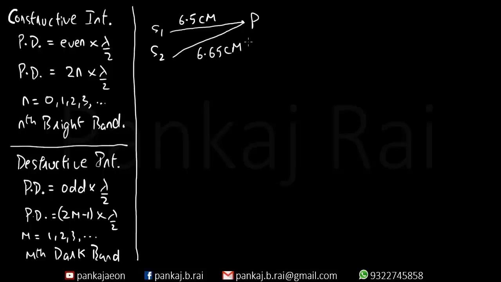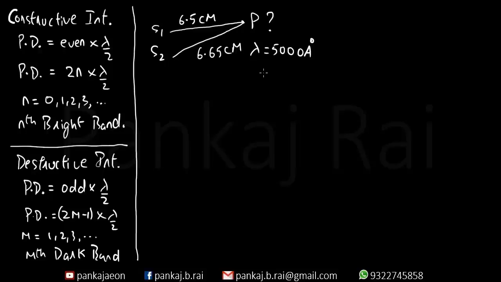Now the question is, would the point P be a bright band or a dark band? So that's the question, the type of point P, and it has been given that the wavelength used is, let's say, 5000 angstrom unit. So this is the data we have been provided with. We have been given the distance of point P from the two sources of light, and we have been given the wavelength of light. Now let us move ahead.